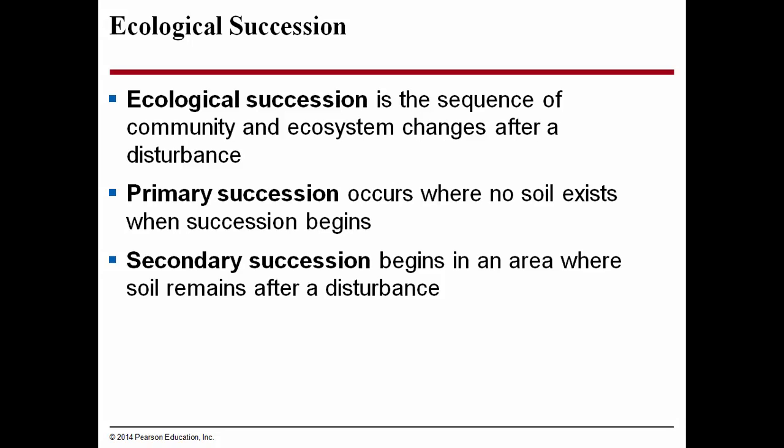And secondary succession begins in an area where the soil remains after a disturbance. So that would be an area like in this Yellowstone fire, which burnt off all the trees, but there still was soil underneath, on the ground. That is secondary succession.